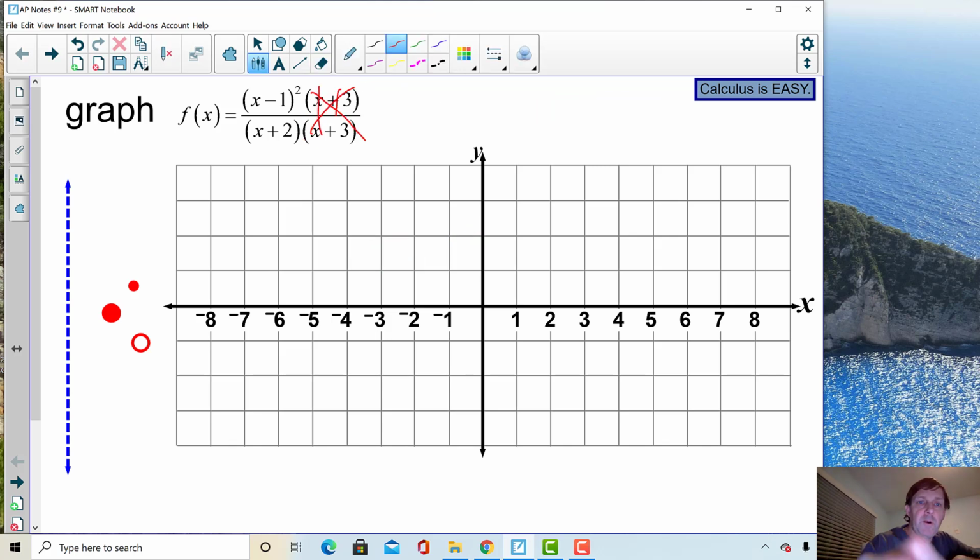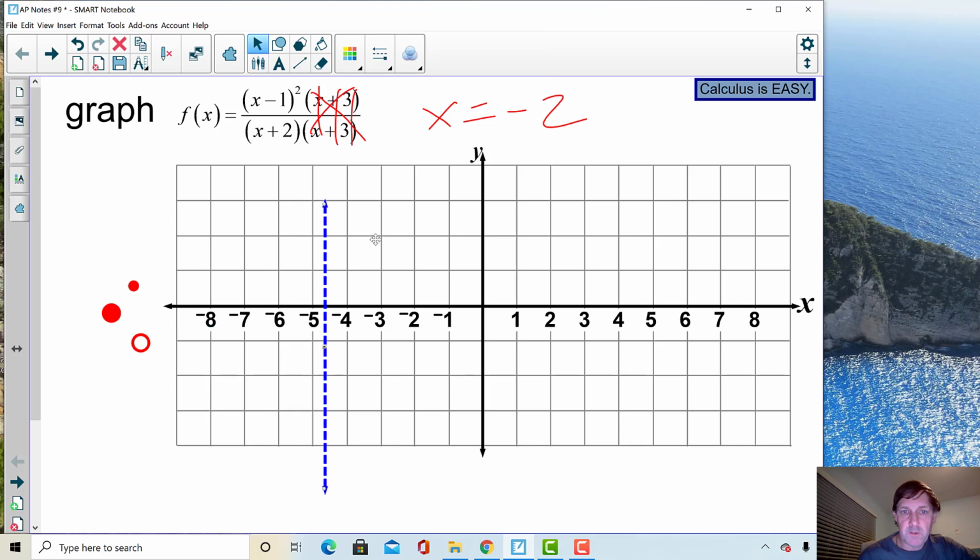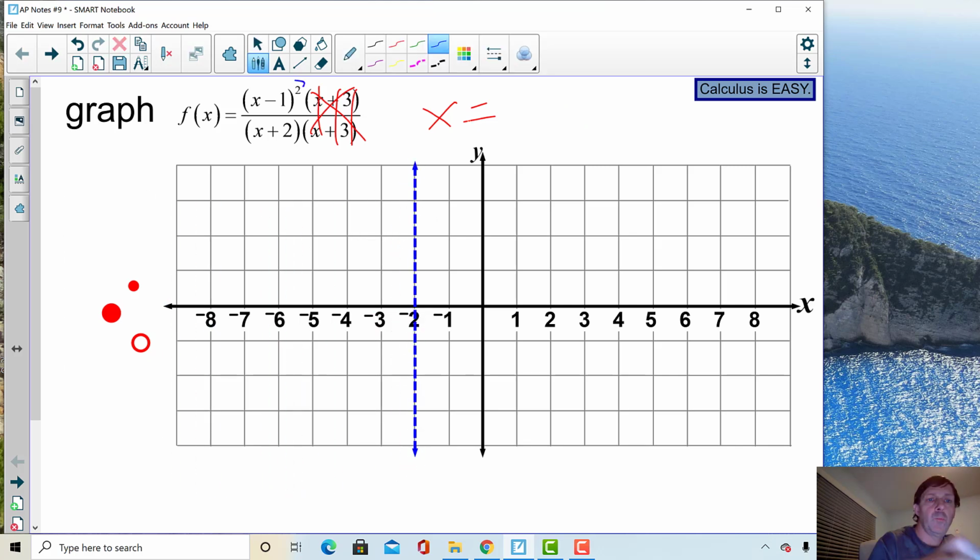So if we ignore this part, save it for last, now we only have two things. Whatever makes the bottom 0 is going to be a vertical asymptote, so x equals negative 2 would make the bottom 0. So our vertical asymptote is going to be at negative 2. Whatever makes the top 0 is just a 0 or an x-intercept. That happens at 1. And the y-intercept is going to be whatever you get when you plug a 0 for x. So after I plug a 0 for x, I'm going to get negative 1 squared. Negative 1 squared is just 1. And the bottom is going to give me a 2. So the y-intercept is just going to be 1/2.